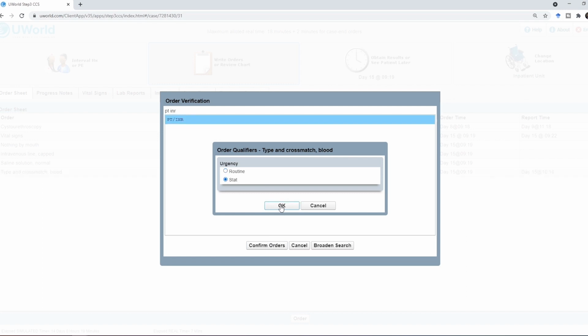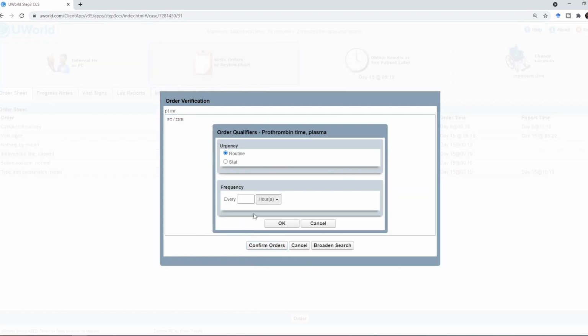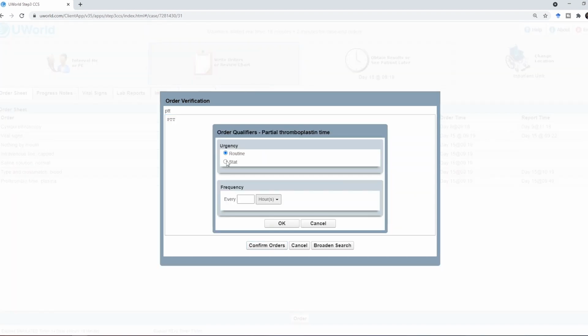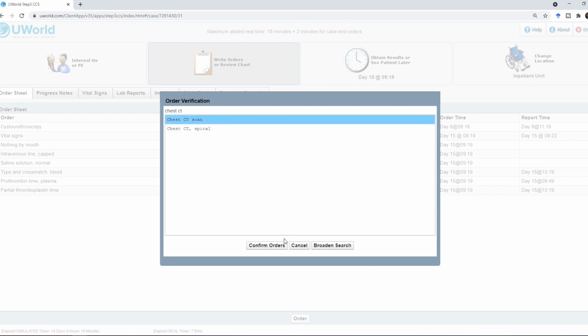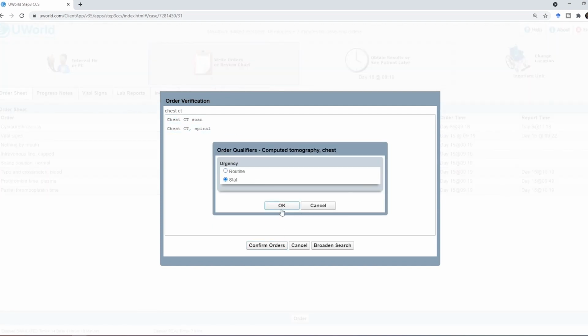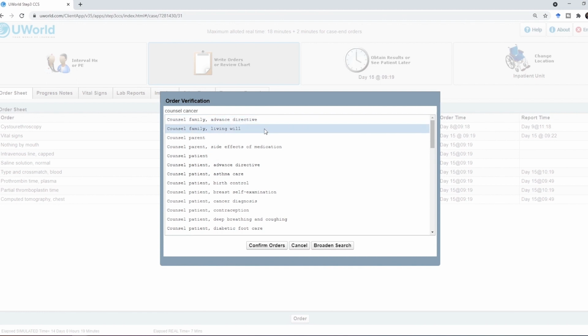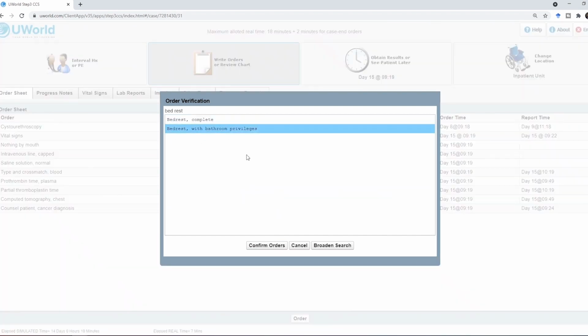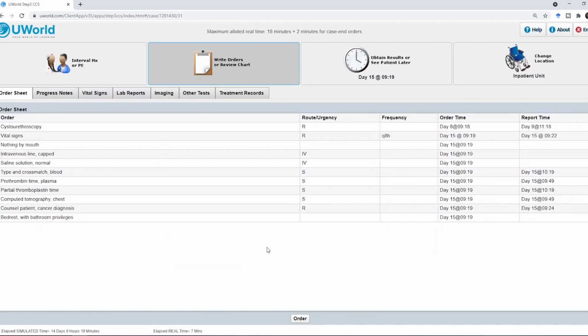Here we can order stat PT, INR, also stat because we might go to surgery soon, PT, also stat, PTT, also stat. The chest CT scan, you can also order that as stat. So the counseling, we need to look for the cancer diagnosis. It's here. So cancer diagnosis. This could be routine. The bed rest with bathroom privileges, confirm.